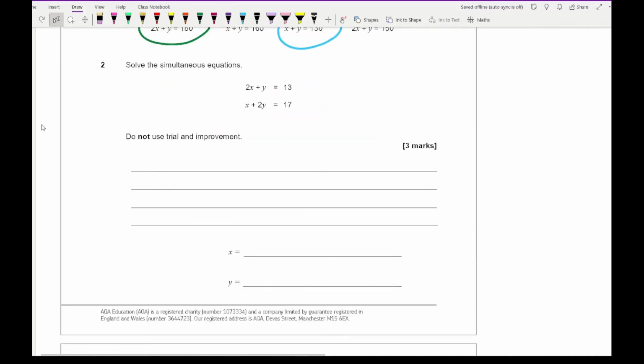So moving on to question 2, this is more of our bog standard simultaneous equations. It does say to not use trial and improvement, which basically means we've got to show some working out, but also we're going to need to solve this algebraically. So let's go on to do that.